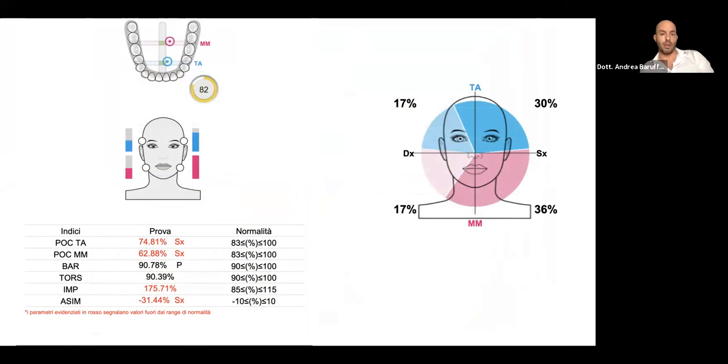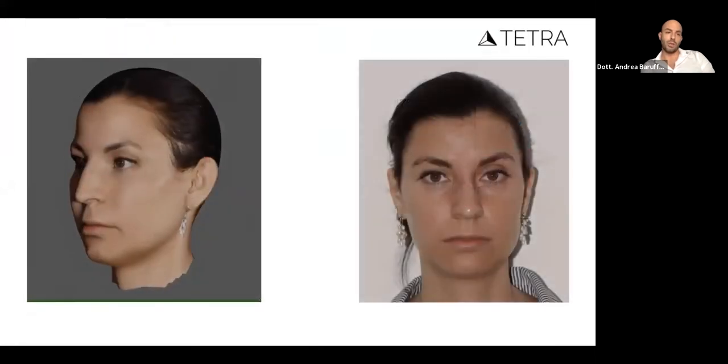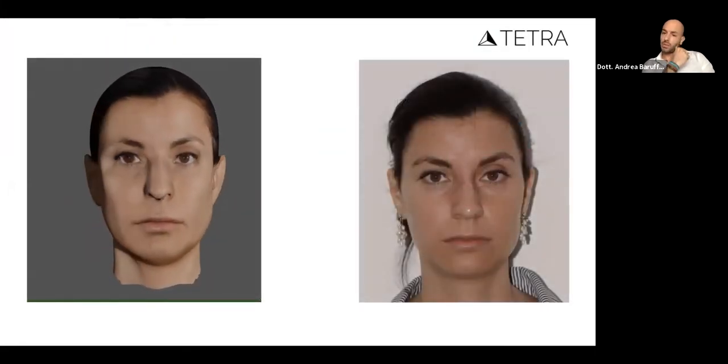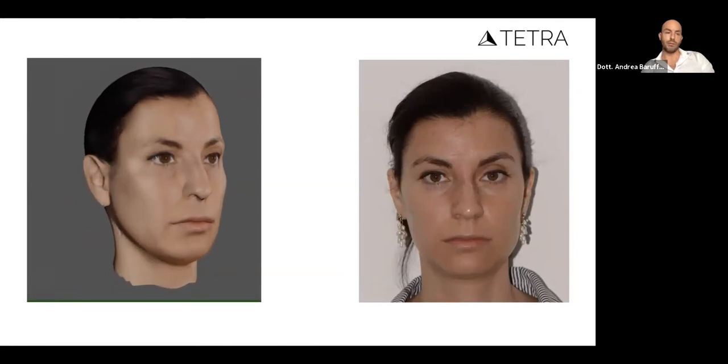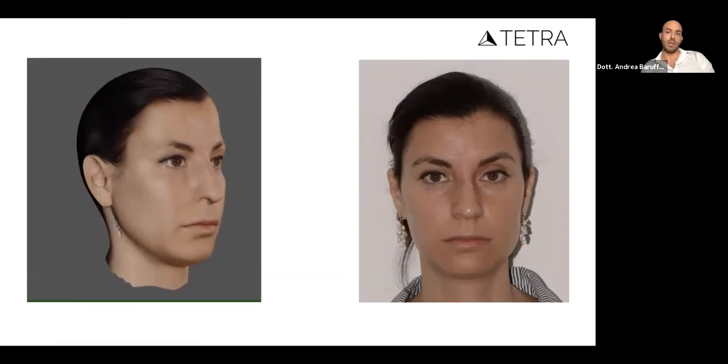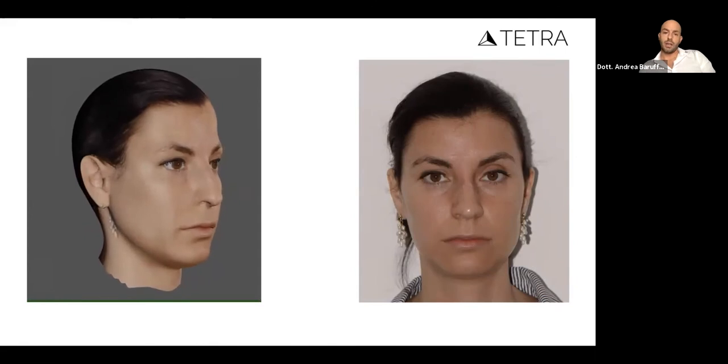This is the initial Titan before the orthodontic treatment, and we can see clearly that there is a prevalence of the left side. And look at the photos. Look at the masseter muscle, the left masseter muscle. There is a clear asymmetry.